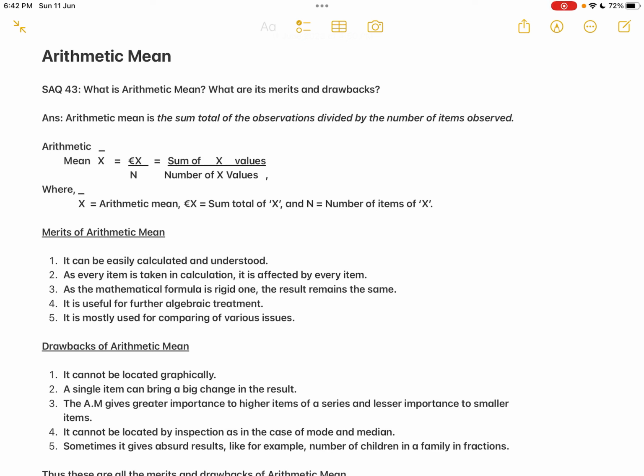In this class, we will check out the next short answer question from Unit 10, Basic Statistics for Economics. Okay, so this is SAQ 43. What is arithmetic mean? What are its merits and drawbacks?